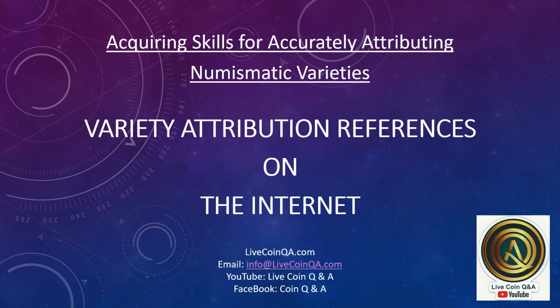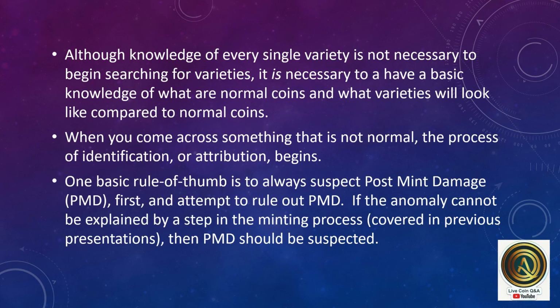Variety attribution references on the internet. Although knowledge of every single variety is not necessary to begin searching for varieties, it is necessary to have a basic knowledge of what are normal coins and what varieties will look like compared to normal coins. When you come across something that is not normal, the process of identification or attribution begins.